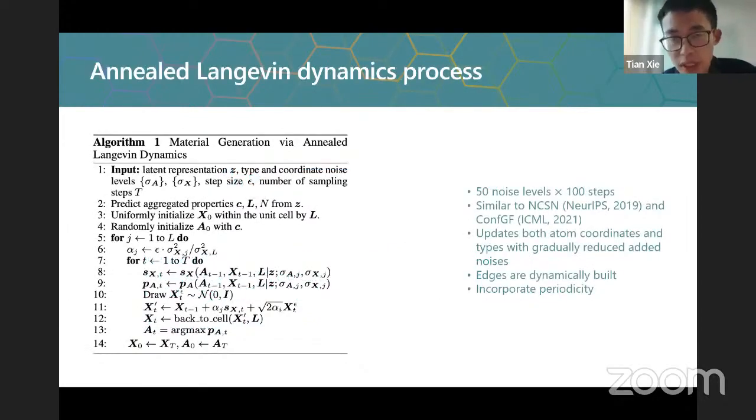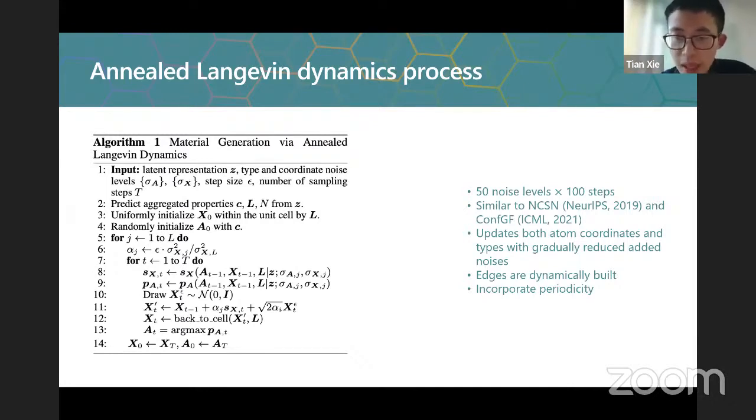The actual generation process is done through a so-called annealed Langevin dynamics process. I'm not going into details, but at a high level, we have 50 noise levels from high to low during the generation process, and we apply this graph network iteratively over the 50 noise levels, and there are 100 steps for each noise level.